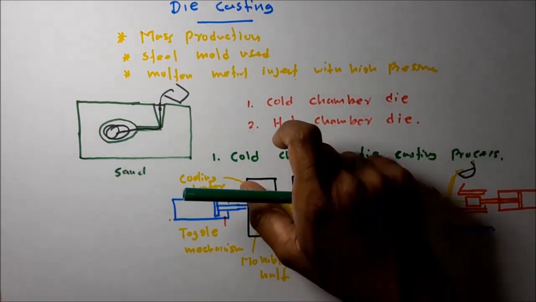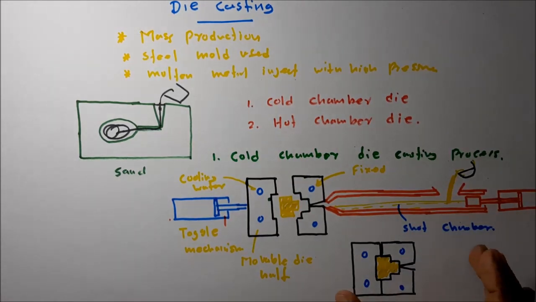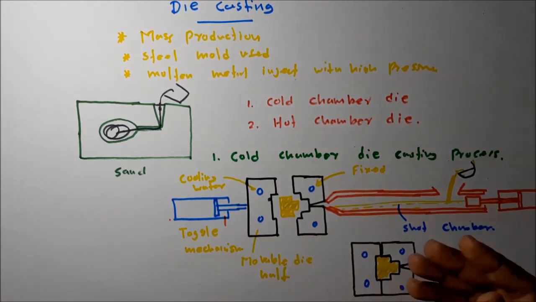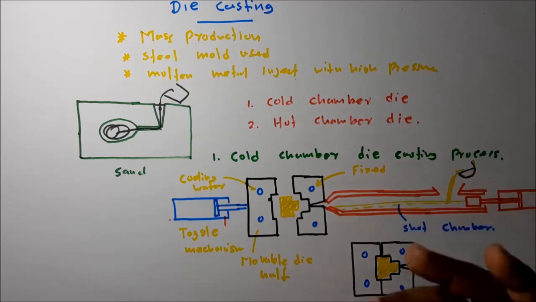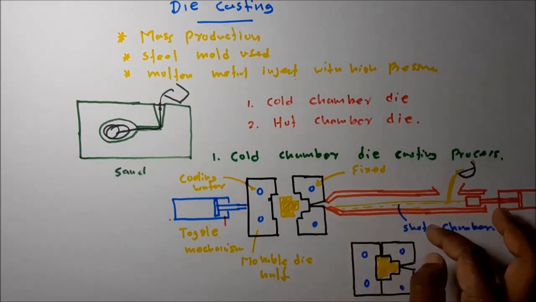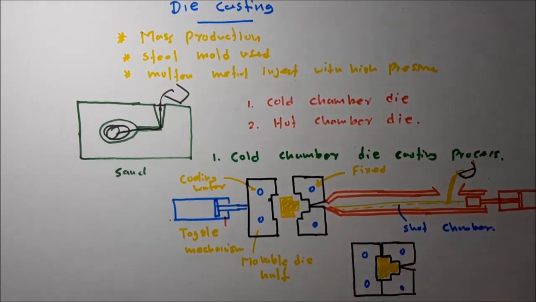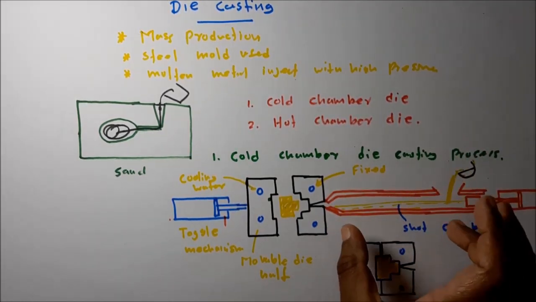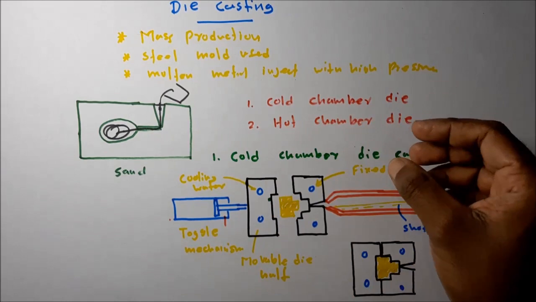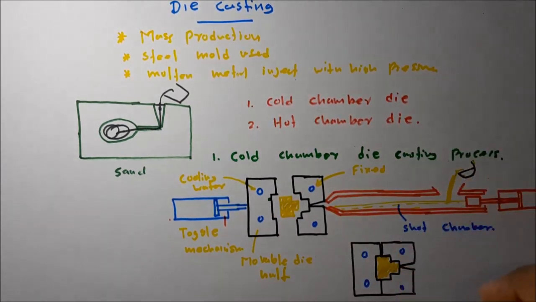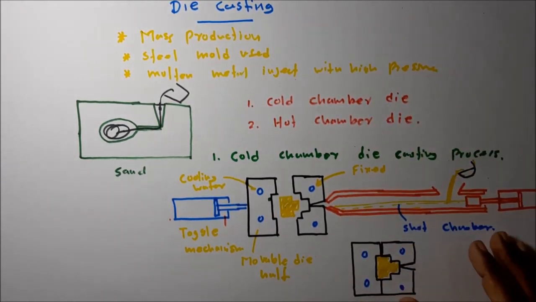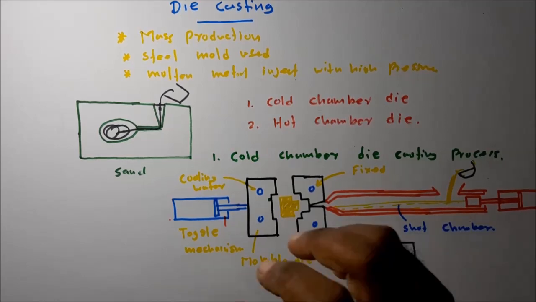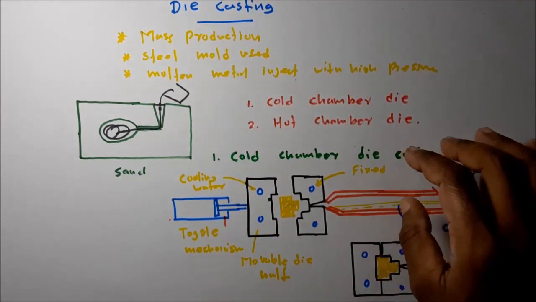So then let me explain the hot chamber die casting process also. Here is the cold chamber die casting process. This volume tracking chamber is at normal room temperature, but in the hot chamber die casting process, this chamber is dipped inside the molten metal pool. There is a difference between the hot chamber and the cold chamber die casting process.